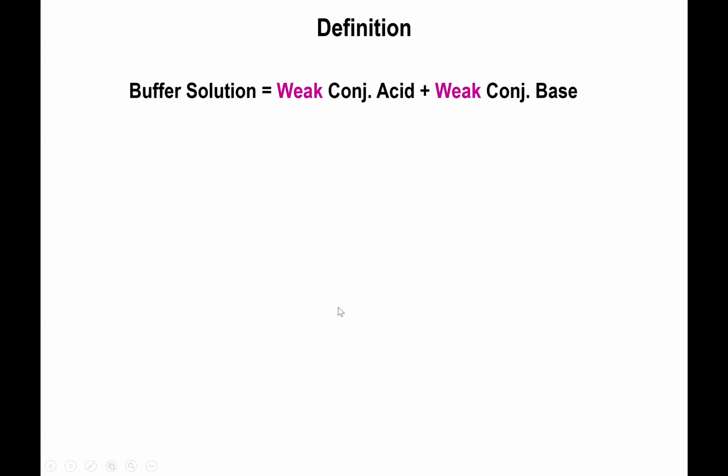But a buffer is basically the combination of a weak conjugate acid with its weak conjugate base. This has to happen. You have to have an acid and its conjugate base, but they both need to be weak for you to have a buffer solution. If either or both of these criteria are not met, you do not have a buffer.